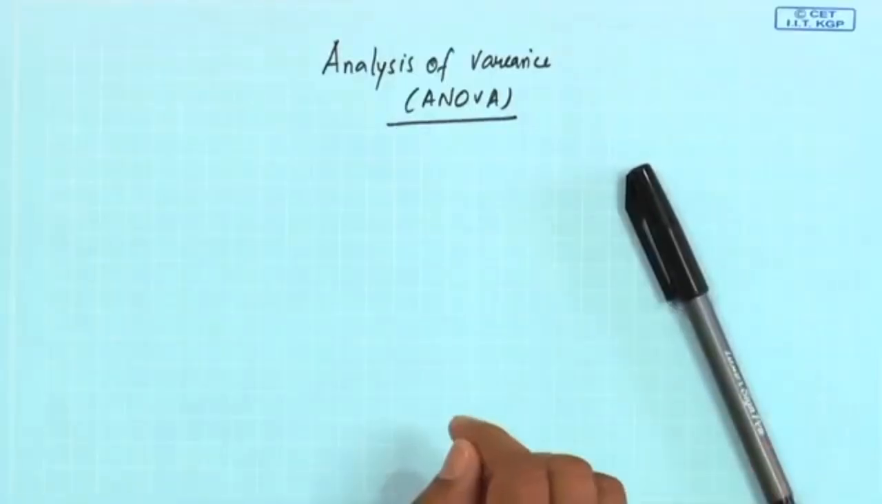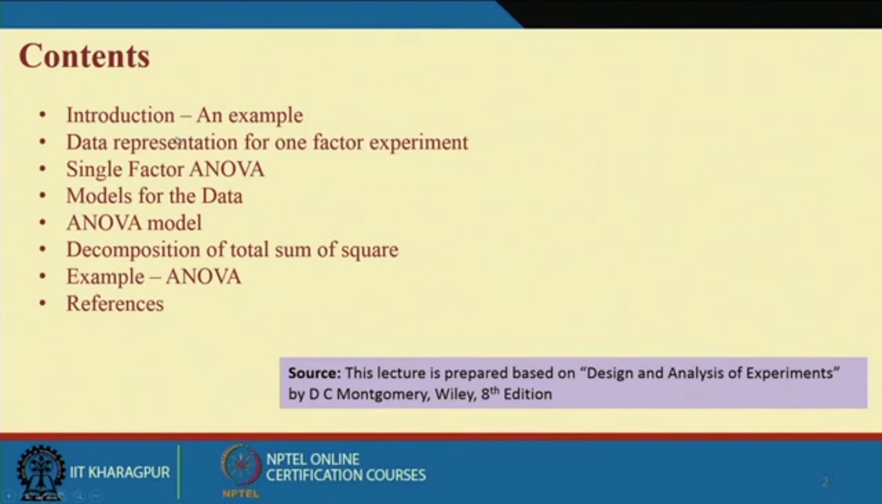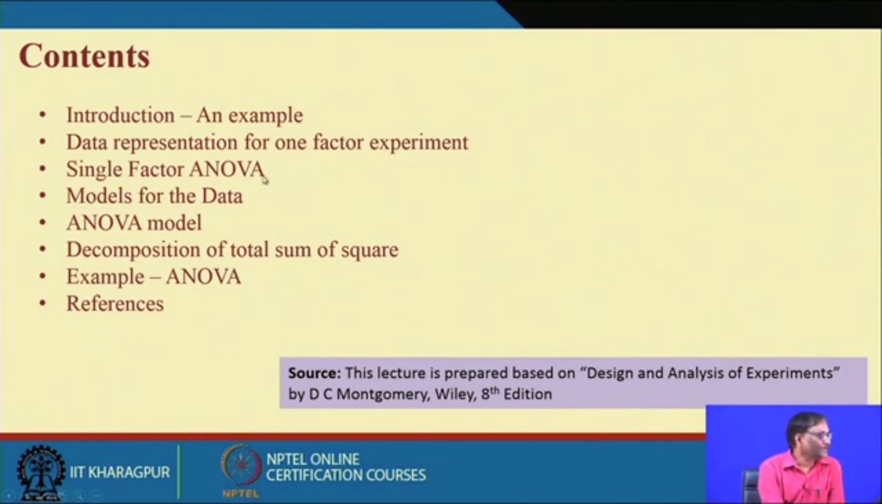Discuss certain parts of analysis of variance. Today's contents are, first we will introduce with an example, and then we will see how one factor experimental data can be represented in tabular form. Then we will discuss the partitioning of data, observations for single factor ANOVA, and also the models for the data, and then how to decompose the sum of squares into treatment effects and error effects, and we will explain the same thing with an example with data.